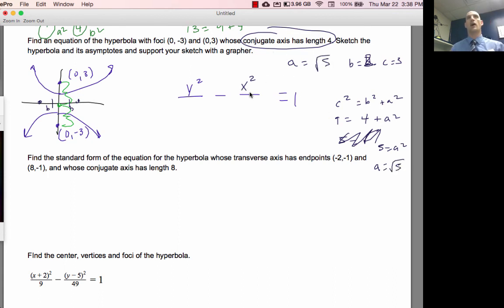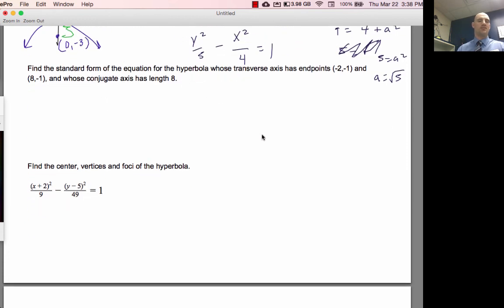What does that make my equation? So A goes first. So this is going to be root 5 squared on the bottom. So I've got y squared over 5 minus x squared over b squared, which is 4, equals 1. That's my equation. All right, let's do one more.